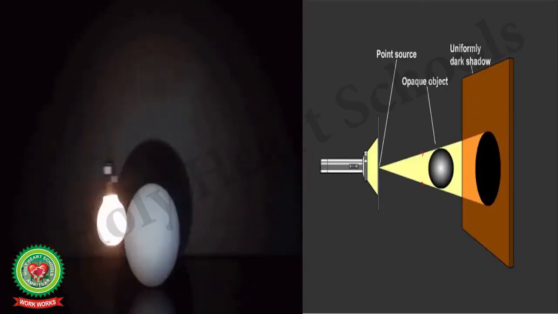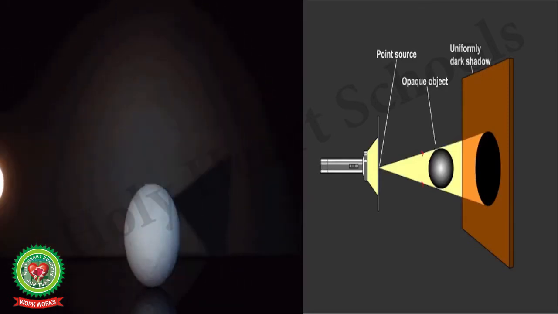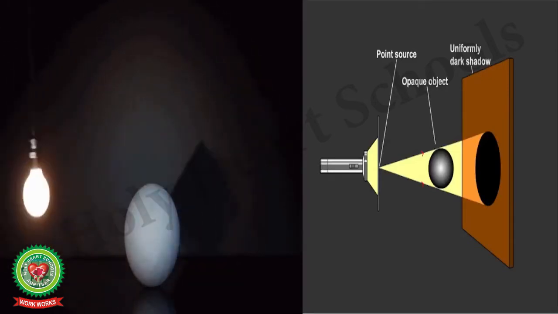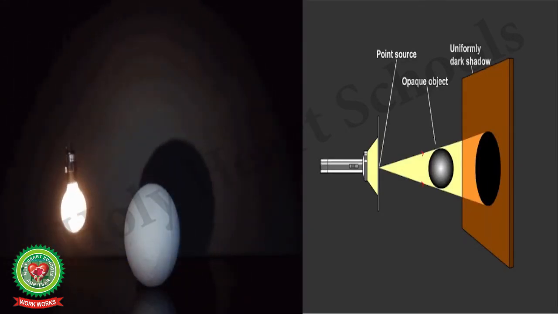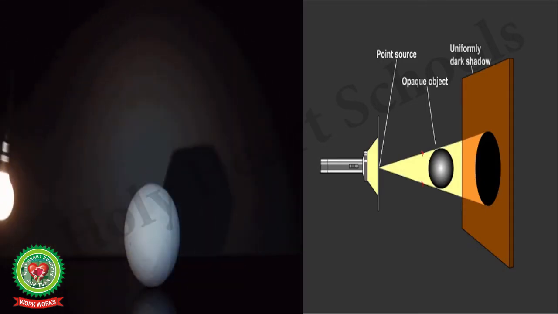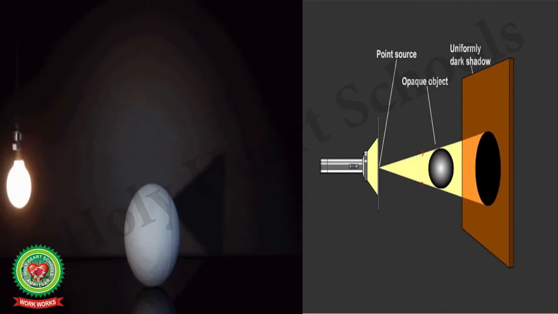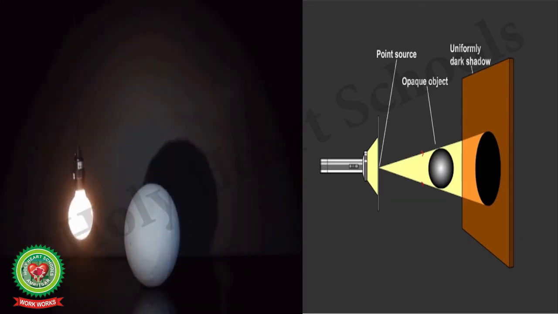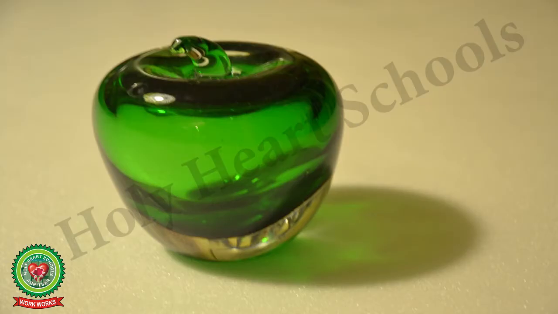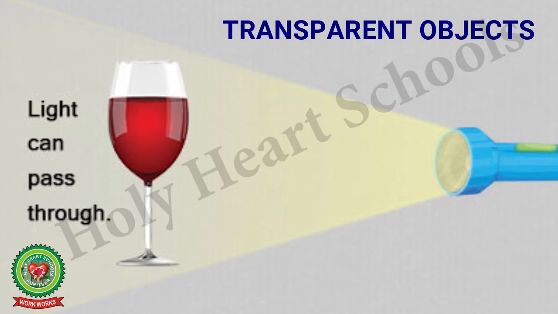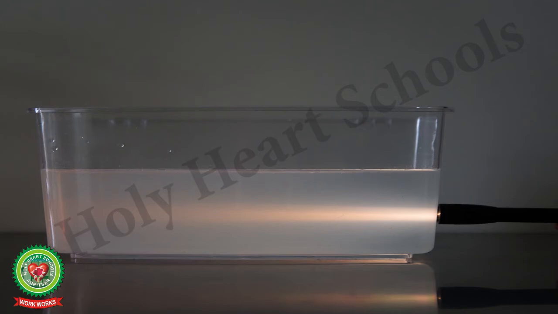When light falls on an opaque object, it cannot pass through the object. Therefore, opaque objects block light. As a result, a dark area is formed on the opposite side of the light. This dark area is the shadow of the opaque object. Translucent objects also block some amount of light. As a result, they also form shadows. However, transparent objects do not form shadow as they allow light to pass through them.